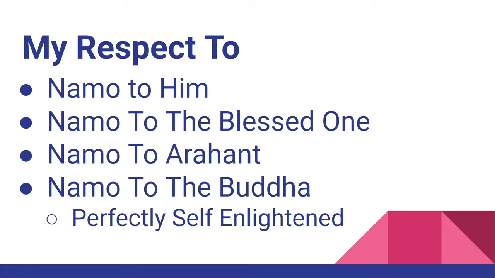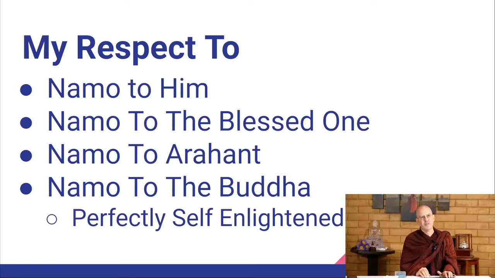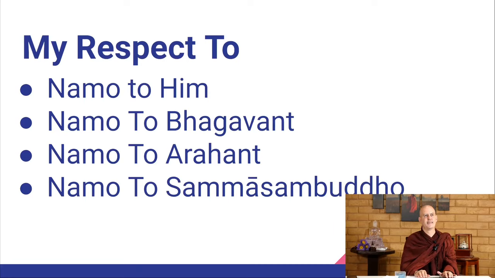So we have Namo Tassa Bhagavato Arahato Sammāsambuddhassa. So let's finish. So my respect to him, my respect to the Blessed One, my respect to the Arhant, my respect to the Buddha, the perfectly self-enlightened one. So we say Namo to him, Namo to the Blessed One, Namo to the Arhant, and Namo to the Buddha, the perfectly self-enlightened one.